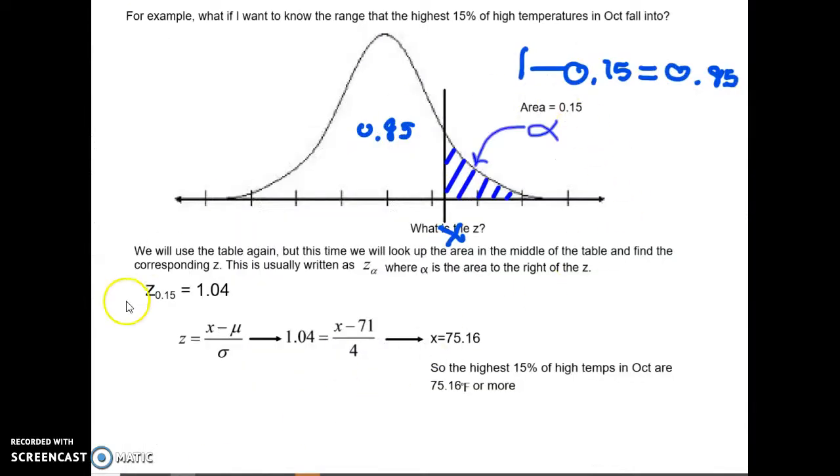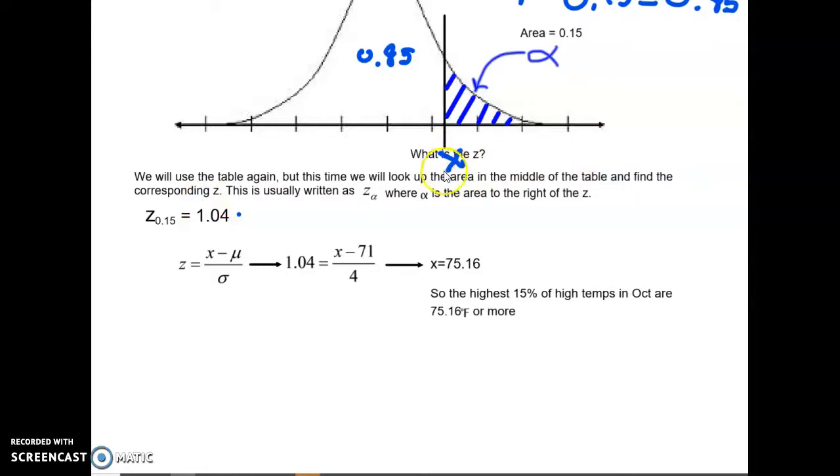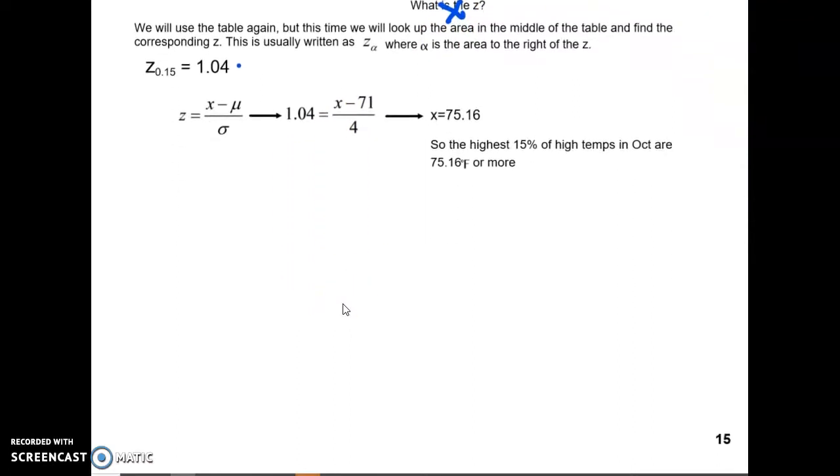So we come back to our notes here and we see that is listed right here. That's 1.04. That's the z-score that corresponds with that x value. So what we have to do is basically work this by hand, and it shows it right here, but I'll go ahead and work it for you again here.